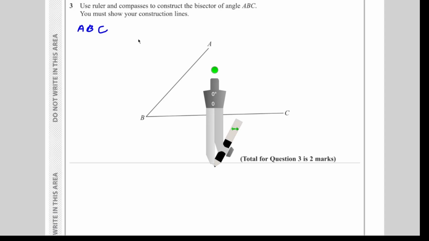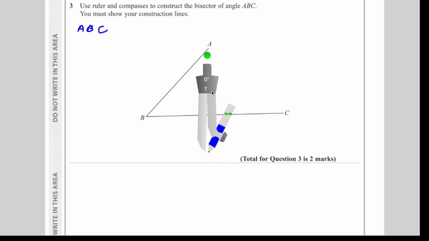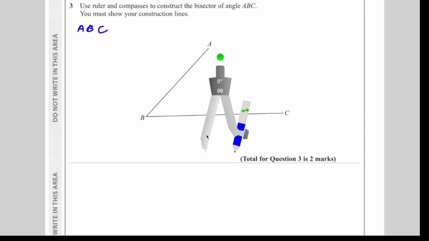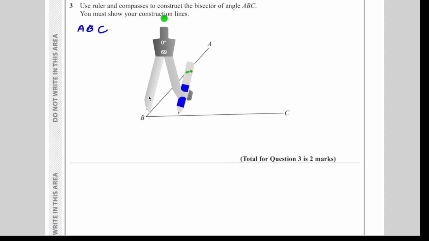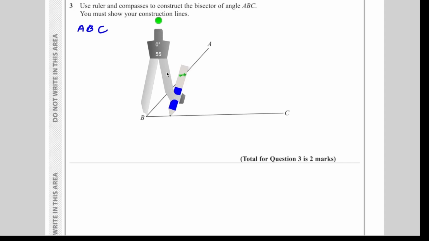Bisecting means dividing the angle into two equal parts. You have to follow a certain method to divide it, so you have to use construction. You have to use a pair of compasses. We call this one the point, or the needle. Place this point exactly on the vertex of the angle. After that, use this pencil.